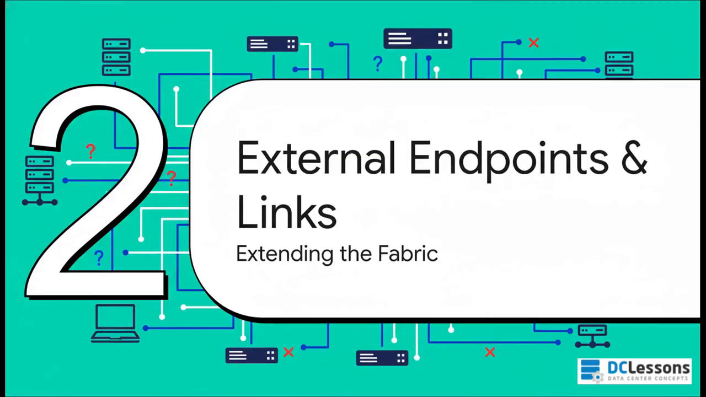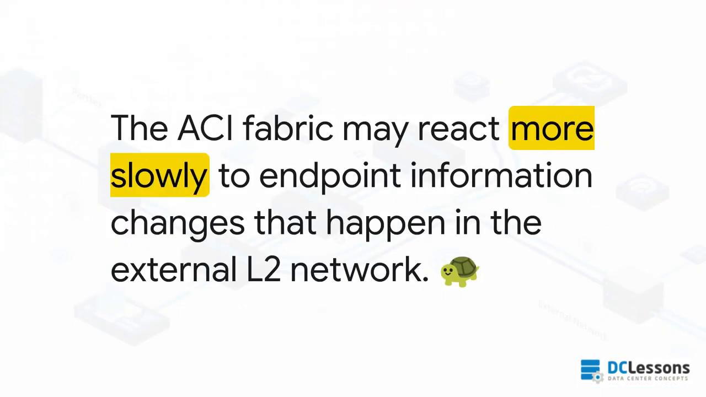So first up on our deep dive, what happens when your endpoints, your servers and PCs, aren't plugged directly into an ACI leaf switch? How does the fabric even learn about them? And more importantly, what can go wrong? This is a big one to wrap your head around. Since the traffic from these external devices has to cross that old-school Layer 2 network first, there can be a bit of a delay. A delay in how quickly ACI learns where an endpoint is, or even a delay in noticing that something in the external network has changed, like a failed link.